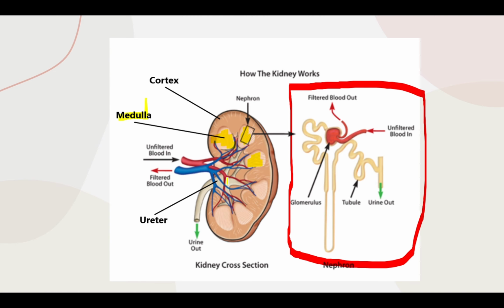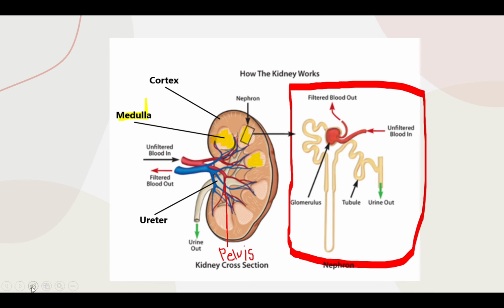And then we have the ureter, but the part of the ureter that is inside your kidney is known as pelvis. But for some reason, it is not written in this photo and I forgot to add it, and I'm sorry for that. But it is known as pelvis.